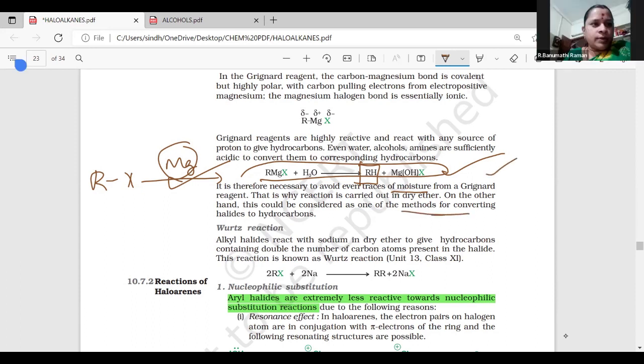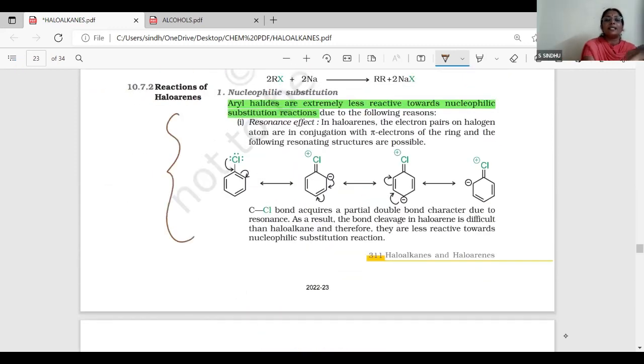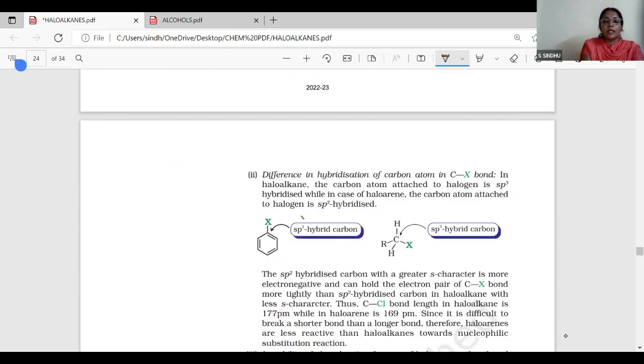Now another important aspect is why aromatic haloarenes do not undergo nucleophilic substitution reaction. And they mentioned points. So this one we always talk about: resonance. The other points are partial double bond character due to the sp2 carbon here. So the bond is stronger, difficult to break.